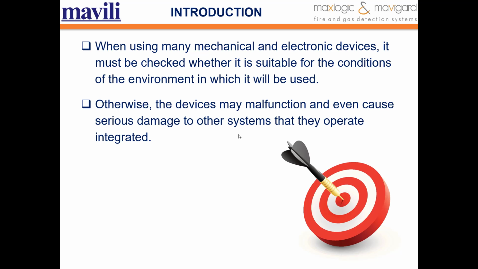So, when using many technical and electronic devices, it must be checked whether it is suitable for the conditions of the environment in which it will be used. So, how do we know if a device is suitable for the conditions in which it will be used? Of course, by examining the technical features of the device in the user manual.